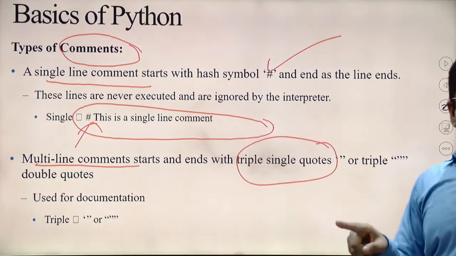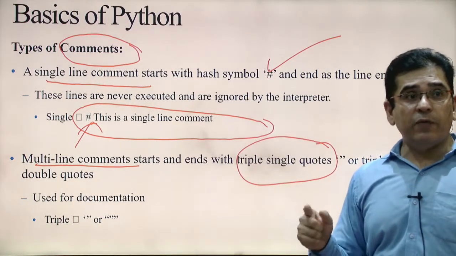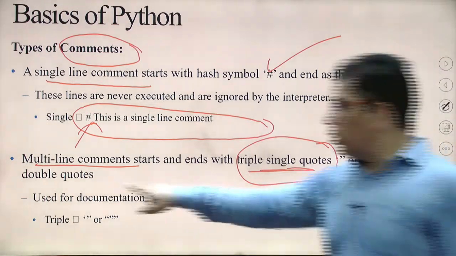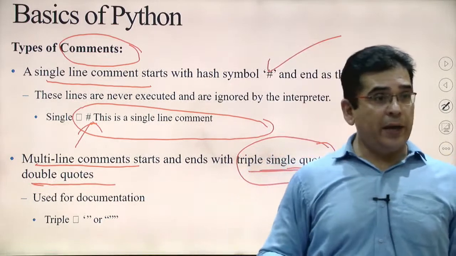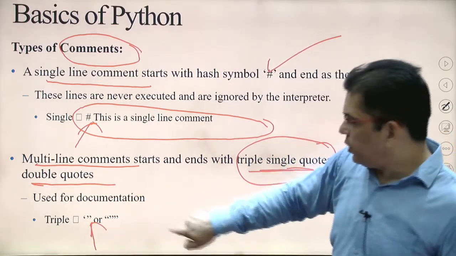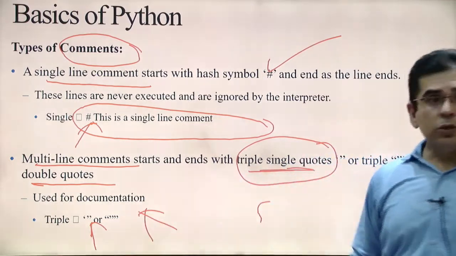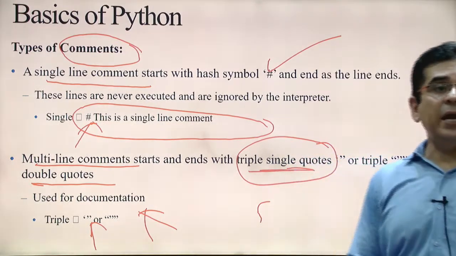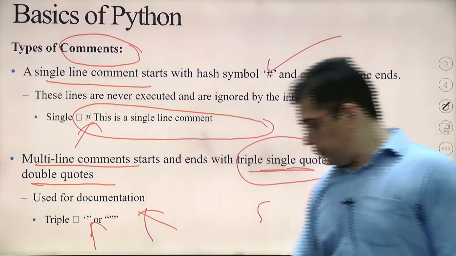This is the difference between C, C++, Java and Python. Here triple single quotes or triple double quotes are required. Like you can see here, triple single quotes, triple double quotes. So different triple quotes are required to write multi-line comments in Python.